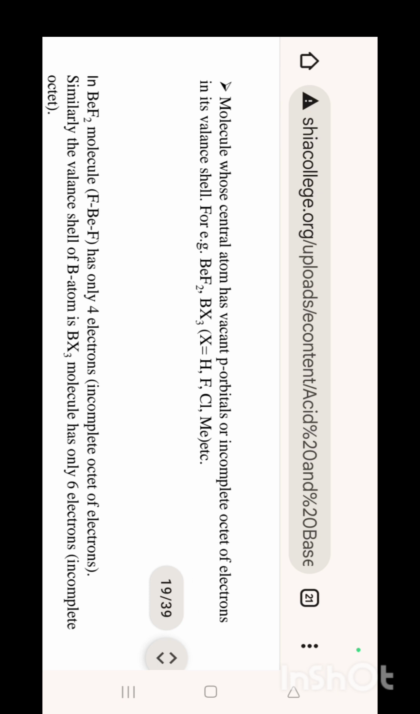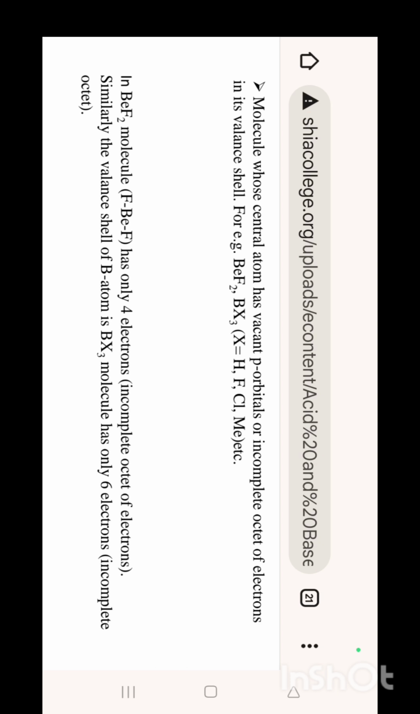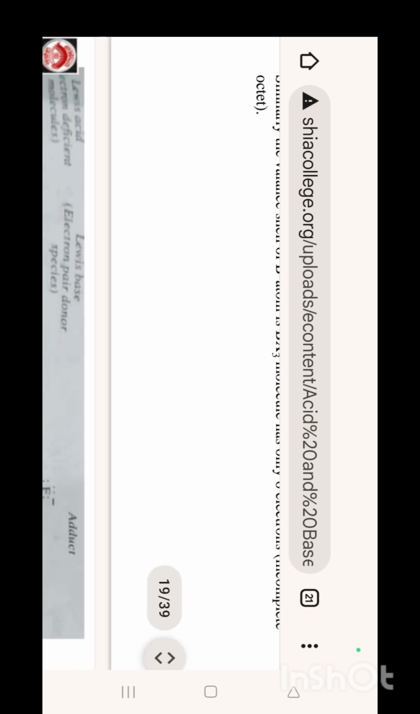Molecules whose central atom has a vacant p orbital or an incomplete octet of electrons in its valence shell act as Lewis acids. For example, BeF2, BX3, where X can be F, Cl, etc. In the BeF2 molecule, Be has only 4 electrons, not a complete octet of electrons. Similarly, the valence shell of the B atom in the BX3 molecule has only 6 electrons, so it can readily accept electrons and so it can act as a Lewis acid.